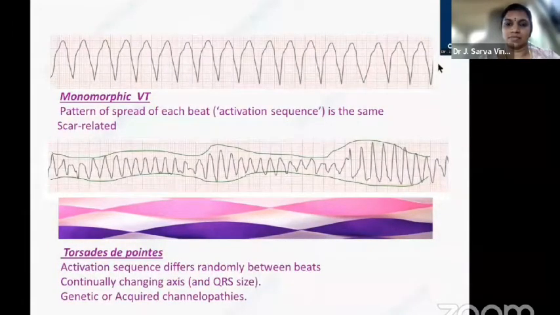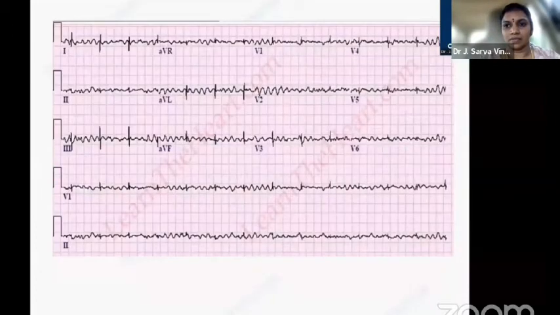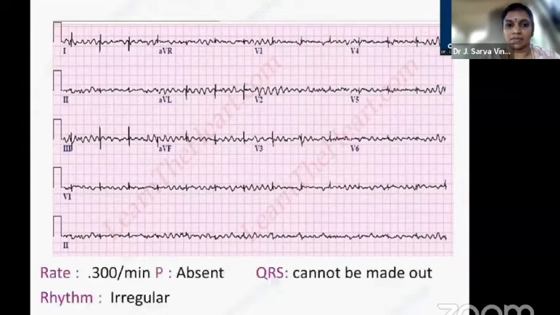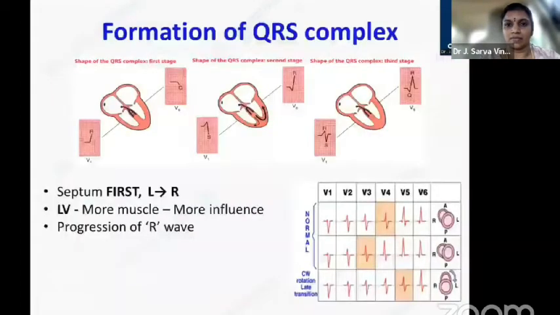In monomorphic ventricular tachycardia, all the complexes are wide, but they appear similar. But in torsades de pointes, we can see that there's varying amplitude and varying axis of the QRS complex. This is common in patients with channelopathy and there is R on T phenomenon. So what do we find here? We cannot actually make out any distinct waves at all. So this is ventricular fibrillation. This is an emergency. The patient has to be defibrillated.